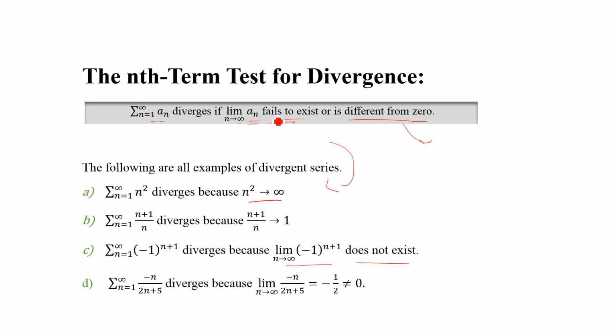So this series is divergent because of this condition. And this series is divergent because the limit of a n is negative 1 by 2. That is again because of this condition, which is not equal to 0.